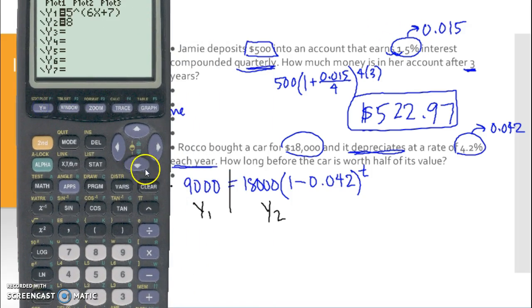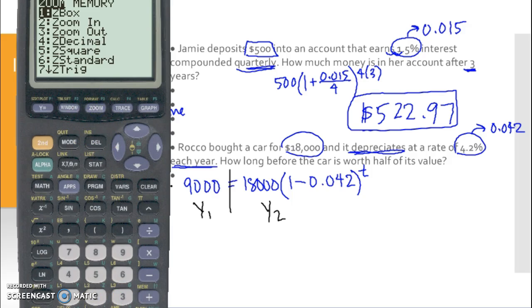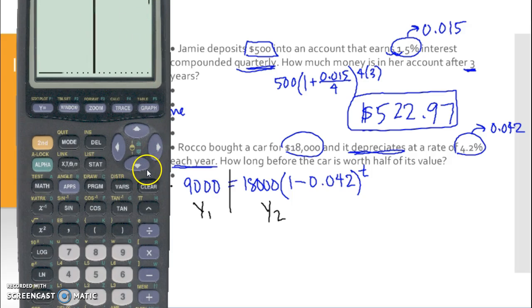I'm going to go to y equals, clear out what's in there. I'm going to put 9,000 in y1. And then in y2, I'm going to put in 18,000, and then in parentheses, 1 minus 0.042, caret, I'm going to put x instead of t. Now, this 9,000 and 18,000 is a really big number, so I'm not just going to press graph yet. I'm going to go zoom, and I'm going to go all the way down to 0 where it's zoom fit, and just let it load. Remember, as long as it's moving, it's loading. So it's going to take a little bit.